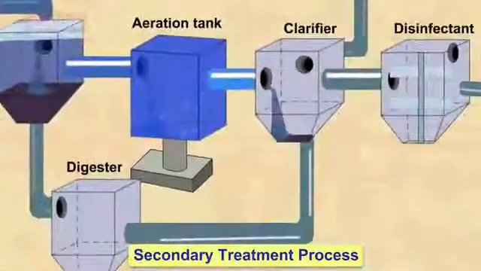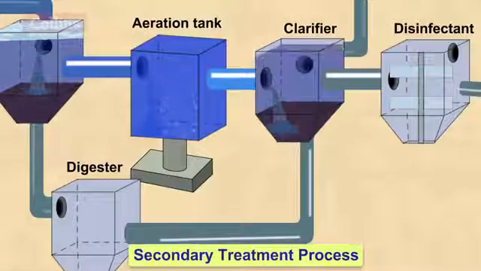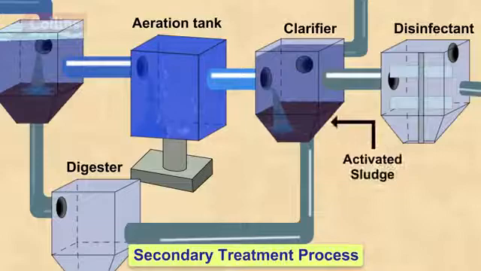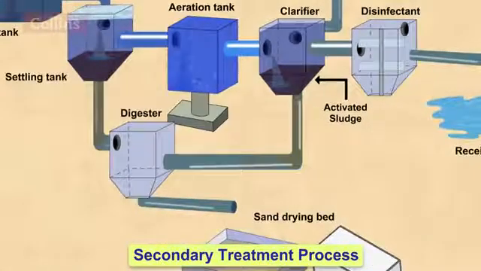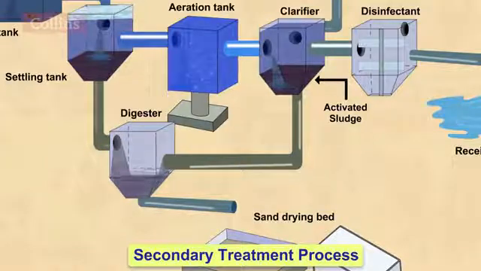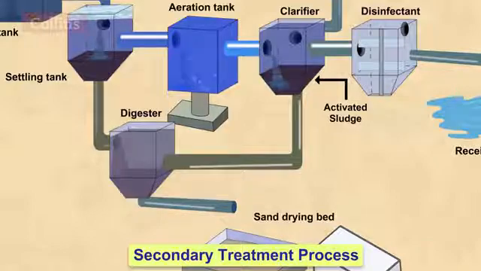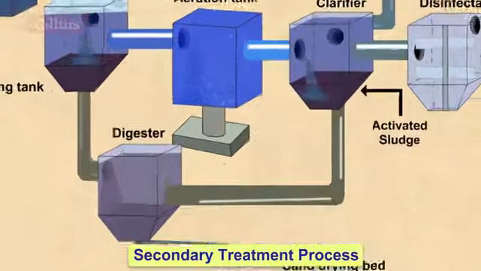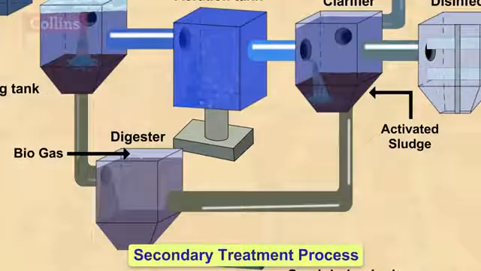The mixture then flows from the aeration tank into the clarifier, where activated sludge settles out by gravity. The activated sludge so produced, along with the sludge produced in the primary process, is transferred to the digester, where it is decomposed by anaerobic bacteria. Biogas is produced in this process, which can be used as fuel or can be used to produce electricity.